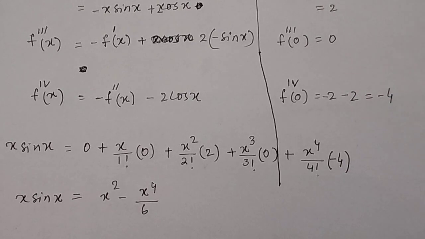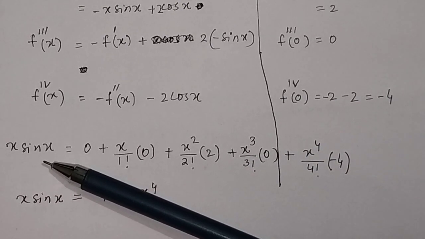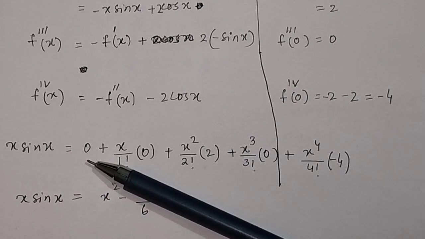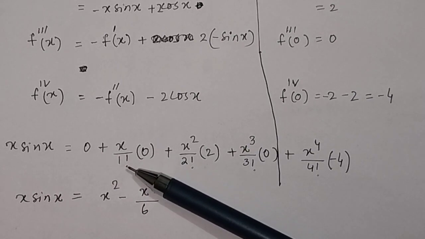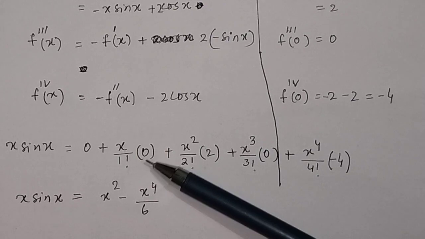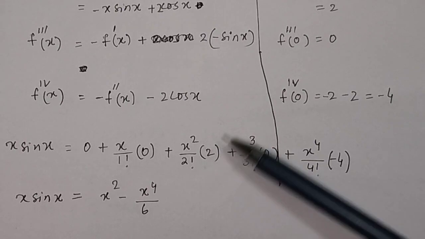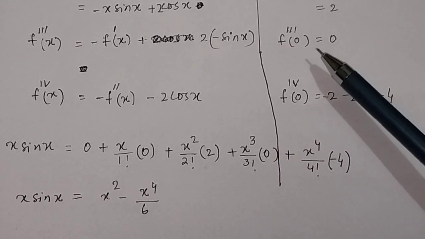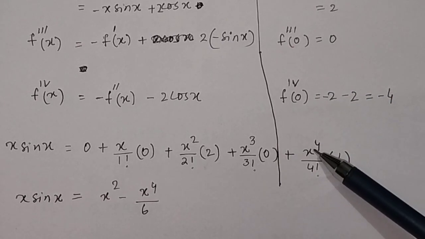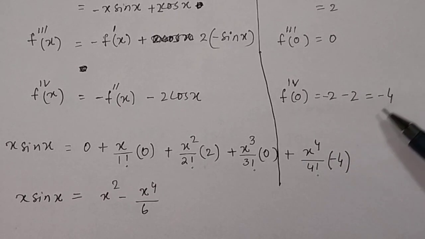So we have found the different derivatives: first derivative, second derivative, third derivative, and fourth derivative. So the given function x sin x will be equal to f(a), that is f(0) equal to 0, which we have found. The second term is x divided by factorial 1, f dash 0 is equal to 0, and the third term is x square by factorial 2, f double dash 0 is equal to 2, x cube divided by factorial 3, f triple dash 0 is equal to 0, and x to the power 4 divided by factorial 4, and the fourth derivative is equal to minus 4.